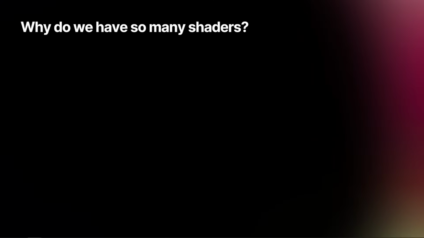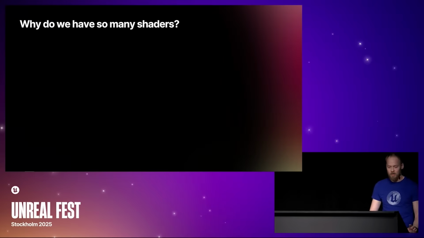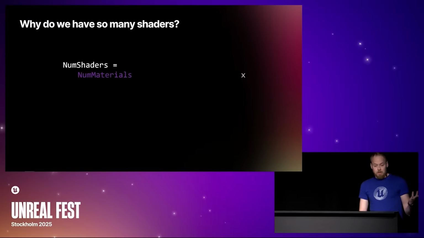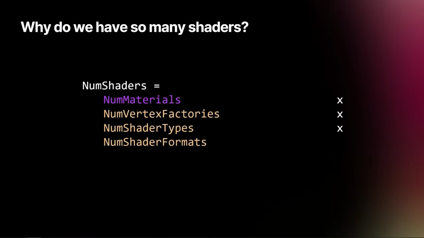So let's dig into the key problem then. Why do we have so many shaders? As I mentioned on the previous slide, material shaders are generally by far the most numerous, so we're just going to consider those here. We've got a simplified equation here. It gives us an upper bound for the total material permutation count, which is the number of materials multiplied by the number of vertex factories, multiplied by the number of shader types, multiplied by the number of shader formats. There are a lot of terms here, obviously. The reason I say this is an upper bound is because you're not going to have all vertex factories and all shader types enabled for all materials, but you could in theory.